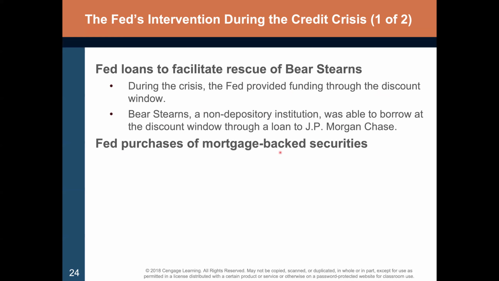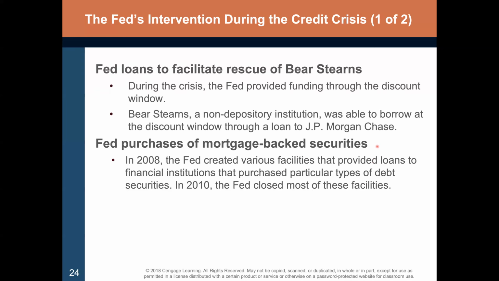Fed purchases of mortgage-backed securities. Mortgage-backed securities are securities where maybe an investment bank has purchased a bunch of loans and bundled them up into a pool and then sold securities which were backed by that pool of mortgages. Well, what happens when the mortgages in that pool turn out to be all bad mortgages? What happens to the value of those securities? So the Fed propped up the market by purchasing some of these mortgage-backed securities.